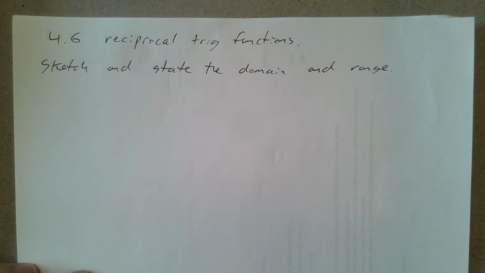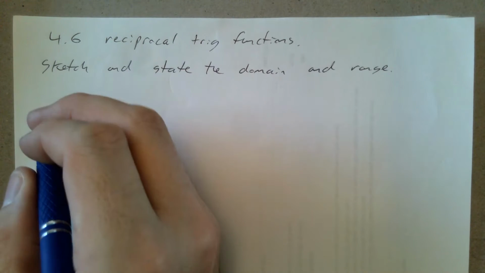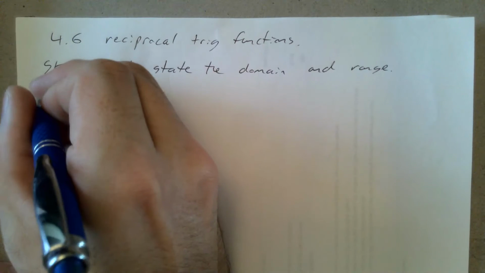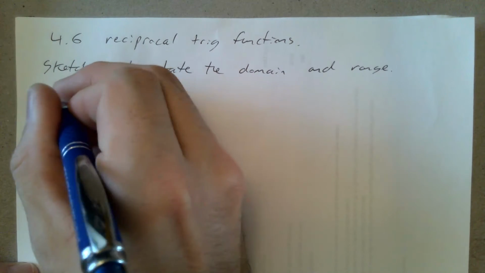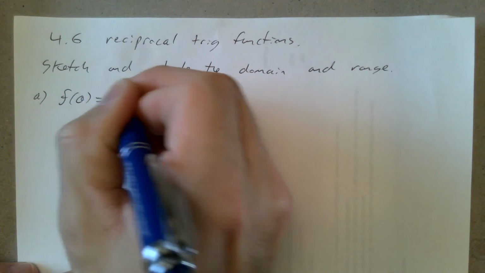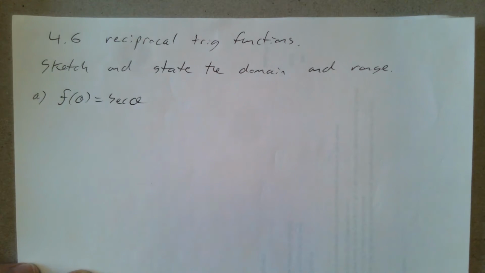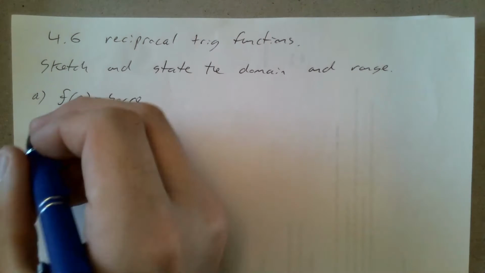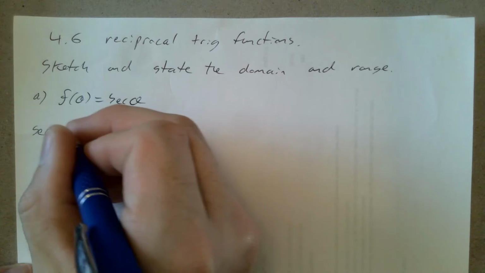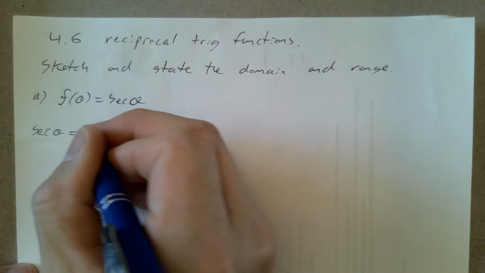Okay, Roz, let's take a look at some sketches of reciprocal trig functions. We're going to sketch and state the domain and range of a couple of curves. Let's start with f of theta equals the secant of theta. We want to make sure that we're not confusing definitions with identities. The definition for the secant of theta is the ratio of r to x.